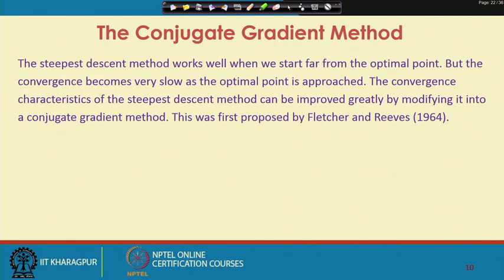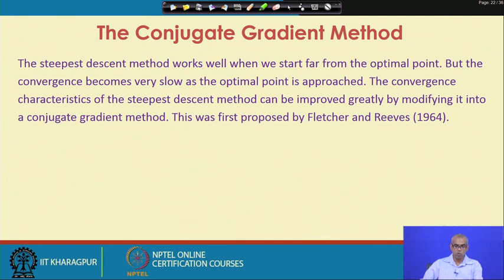The steepest descent method works well when you start far from the optimal point, but the convergence becomes very slow as the optimal point is approached. The convergence characteristics of the steepest descent method can be improved greatly by modifying it into a conjugate gradient method. This was first proposed by Fletcher and Reeves in 1964.